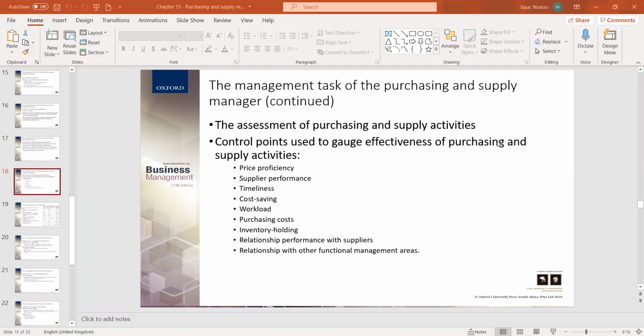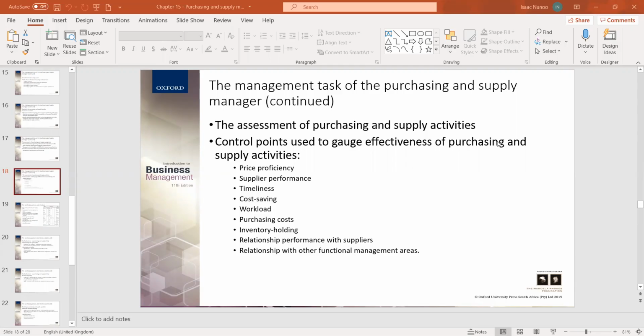You can also look at the supplier's performance, that is, whether orders are arriving on time or late, so that you know how to put in a process to expedite things. You can also talk about timeliness. You can talk about cost saving, that is, you compare costs with those of previous periods. You can talk about the workload in terms of the number of orders and requisitions. You can talk about the purchasing costs. You can talk about the inventory holding.